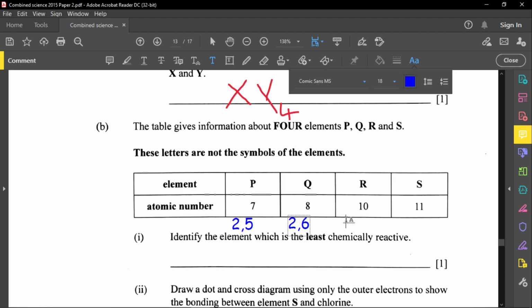And then for 10, it will be 2 and 8, which means a stable valence shell, the last shell is totally filled. Then 2 and 8 and 1, that's the electron configuration for all of them. Now, R is the least chemically reactive. As a matter of fact, it's not even reactive, because it's a noble gas, it's stable. So this will be the least reactive. It is not even reactive, right?